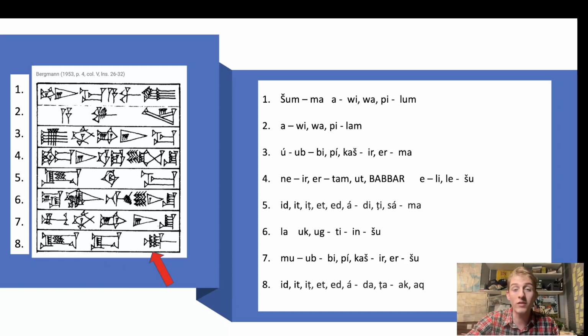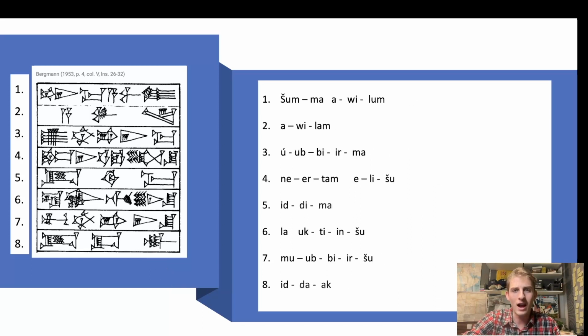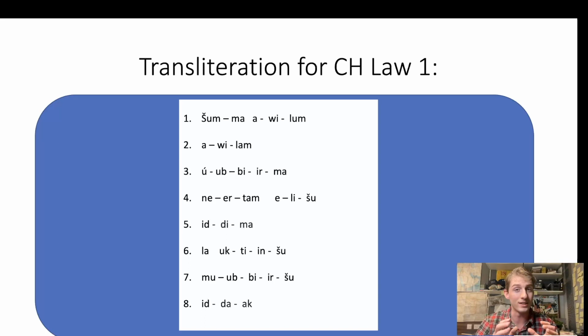So now that we have all of the values written out for each sign, we're going to decide which particular ones we're going to use in cases like wiwa pi, where the sign represents multiple sounds. So here I've decided on which value we're going to be using for each sign, and we have our final transliteration, which we're going to then combine in order to form a normalization, which is going to be our next step in the translating process. So here I've written out our transliteration for CH Law 1, and CH is just a common abbreviation in Assyriology, which means Codex Hammurabi.